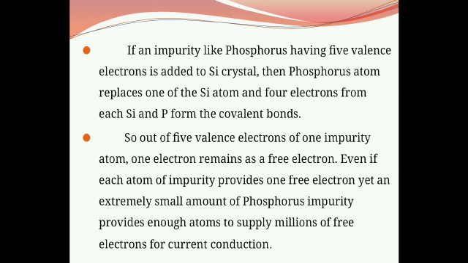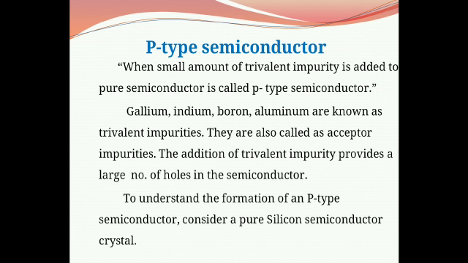So out of 5 valence electrons of one impurity atom, 1 electron remains as a free electron. Each atom of impurity provides 1 free electron, so even a small amount of impurity provides enough atoms to supply millions of free electrons for current conduction. Therefore in an N-type semiconductor there is a majority of free electrons. Then how are P-type semiconductors formed?